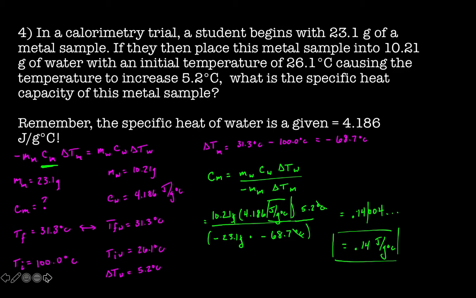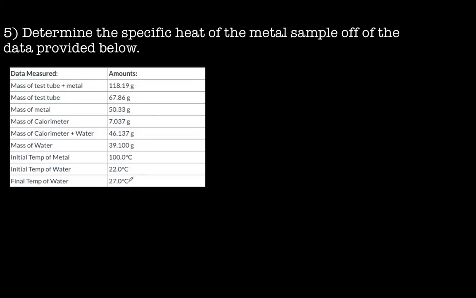Let's finally move on to problem number 5. Problem number 5, I went and I had some fun because I gave you a data table, but it's going to be the exact same thing. Again, our problem is negative mass of metal, C of metal, delta T of metal, is equal to mass water, C water, delta T of water.